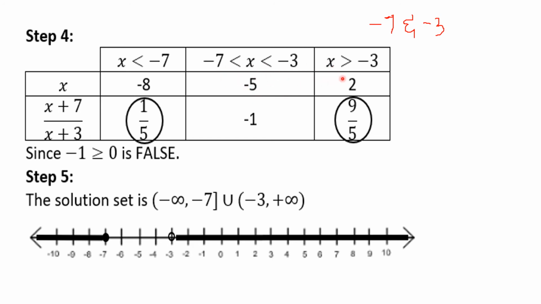Okay, next is to look for a number which is greater than negative 3. So ano nga number ang mas dako sa negative 3? So I choose here positive 2. So pwede man si 0, 1, 2, 3, 4, 5. It depends on you as long as mas dako siya kay negative 3.